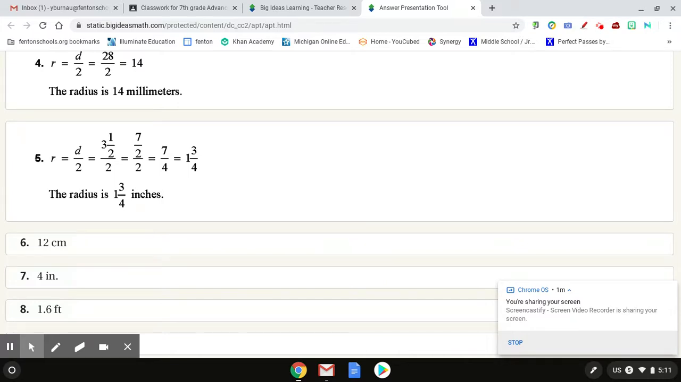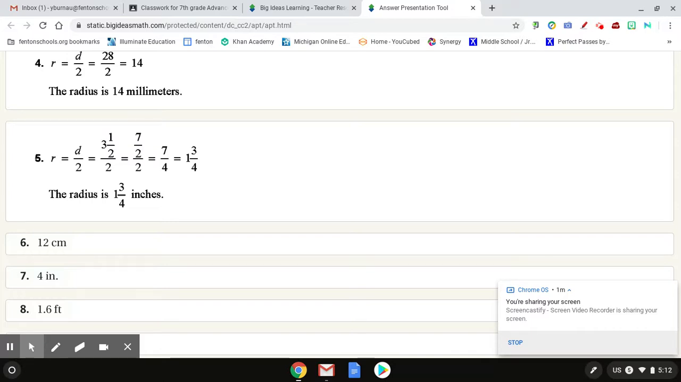This is a better answer because in real life, no one ever says, hey, can you shave off the end of the board just 7/4 of an inch. No one says that. So in real life, better to say 1 and 3/4 inches.